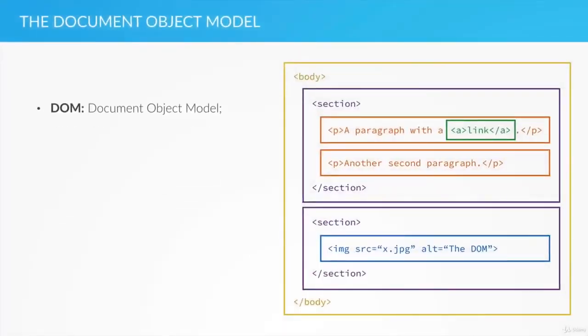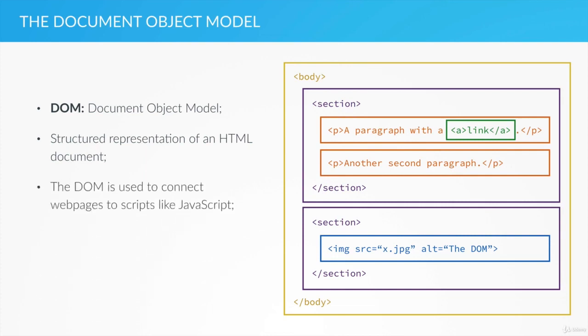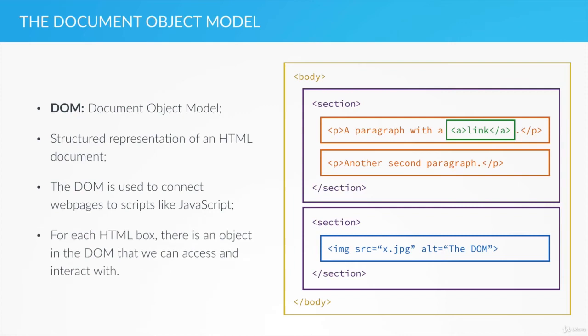So DOM stands for Document Object Model. Now, the DOM is a structured representation of an HTML document that can be used to connect web pages to scripts or programming languages such as JavaScript. Imagine a very simple web page like the one we see here on the right side. We can say that each HTML element can be represented by a box like this, right? Now, the DOM is a fully object-oriented representation. So for each of these boxes, there is an object in the DOM that we can access and interact with, right from our JavaScript code.